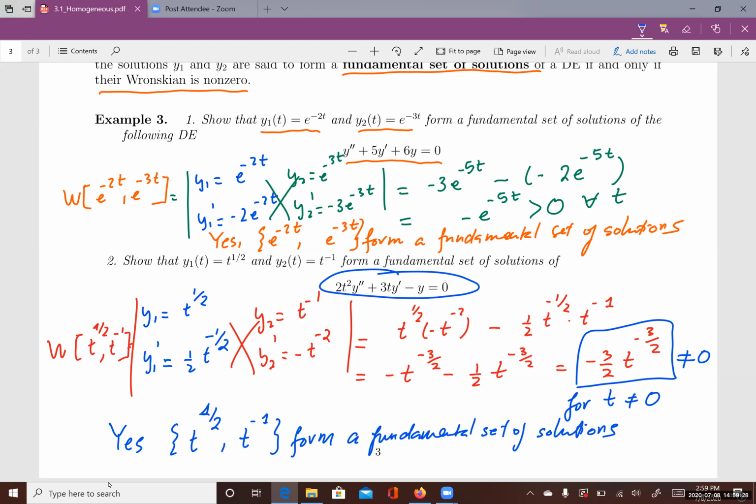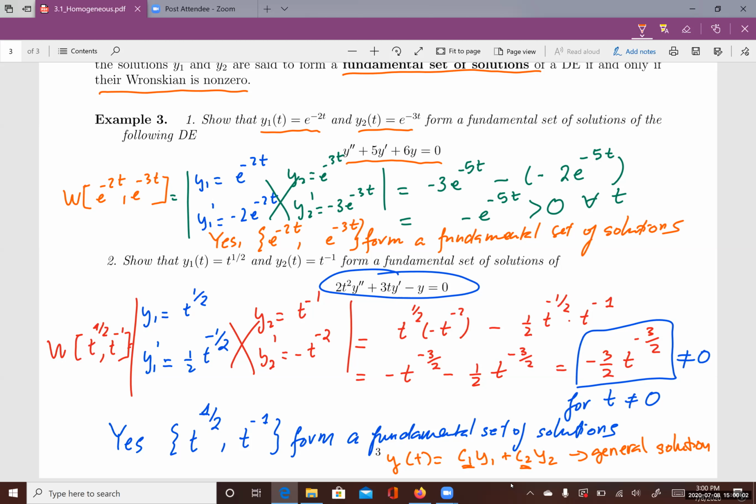Okay, so if the two functions form a fundamental set of solutions, that means you can say that the linear combination y of t equals c1 y1 plus c2 y2 is the general solution to the differential equation. And then you can determine c1 and c2 using the initial values that are given.